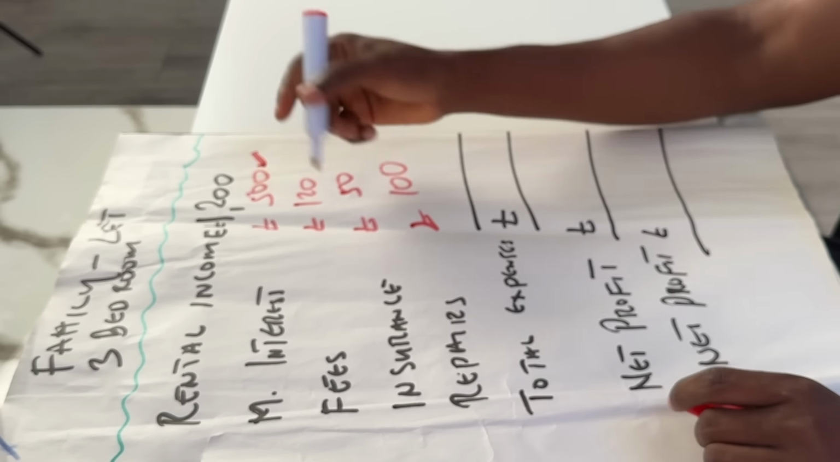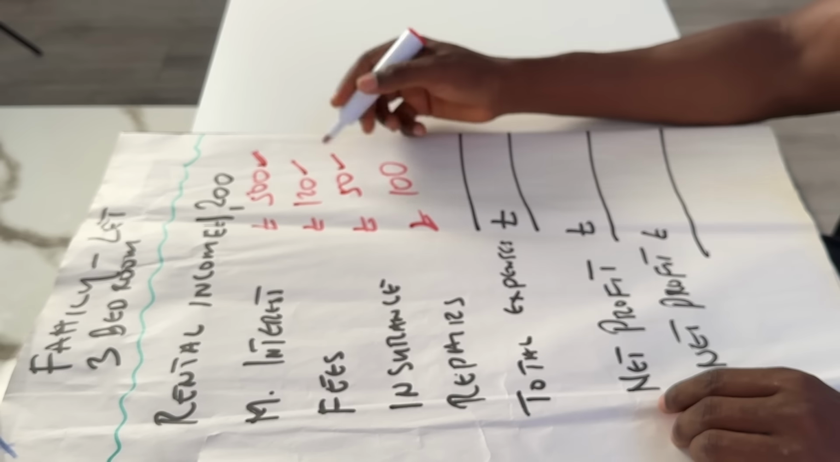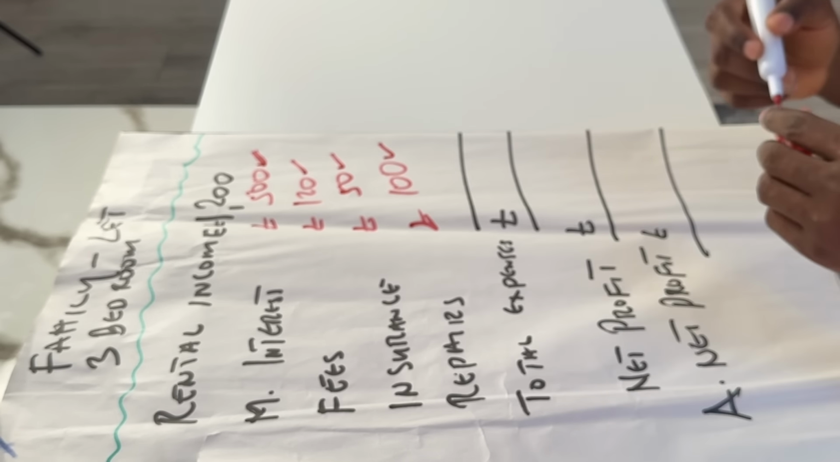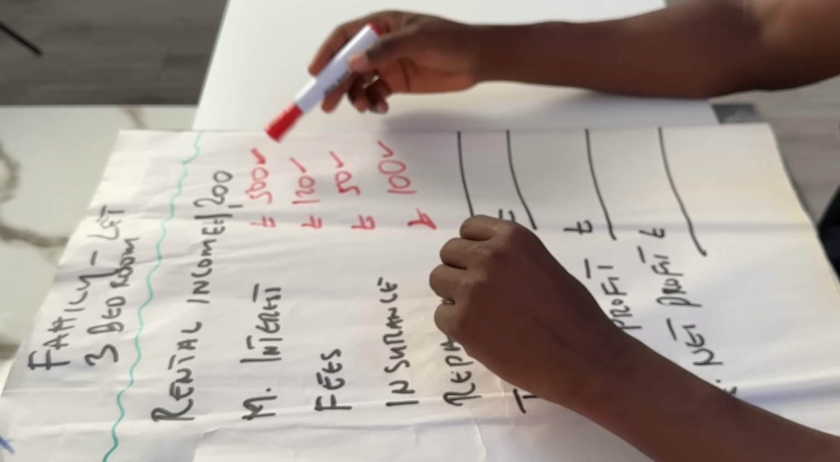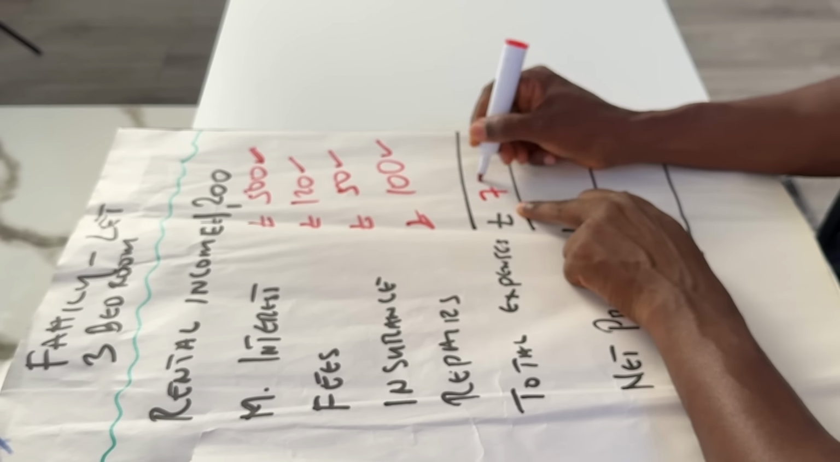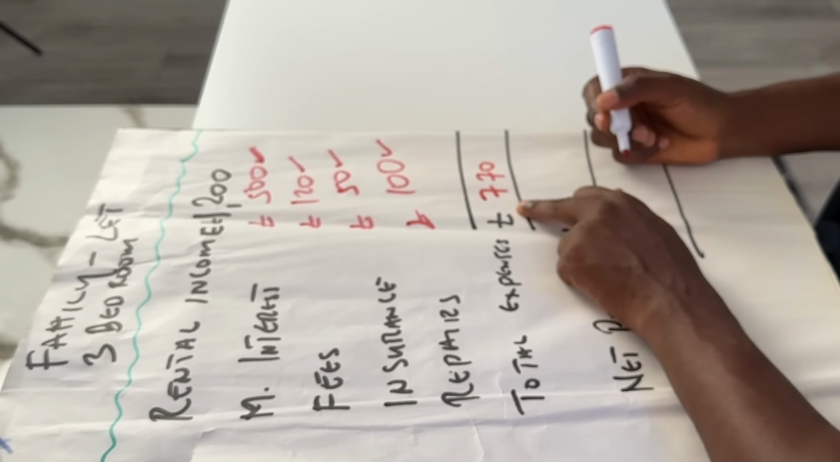So let's look at expenses. We have an interest payment to pay for our property, which is £500. We have the management fees that we also pay to the estate agency for managing our property. And also we have our building insurance. We're also putting aside £100 every single month to ensure that if anything goes wrong, we have money saved to look after the repairs. So if you add all those figures together, that gives us a total expense of £770.